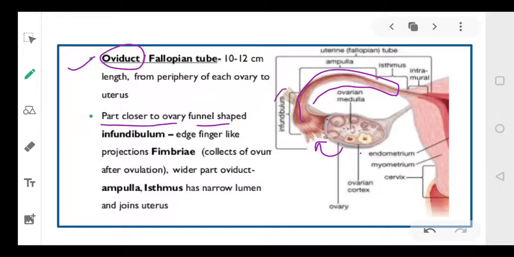Then the egg will go to the infundibulum, the second part. Then the egg will go to the ampulla, and then it will go to the isthmus. Okay, and then the isthmus joins with the uterus. ठीक है, isthmus आपका uterus से join हो जाता है.